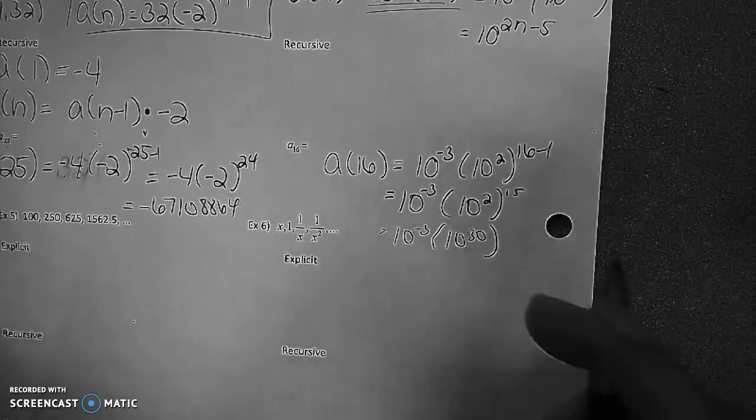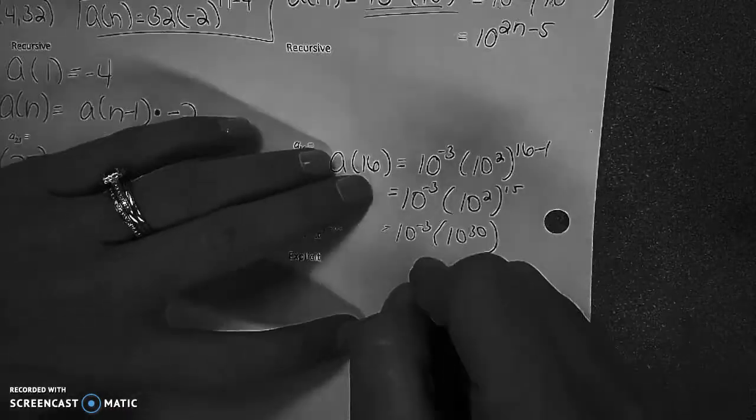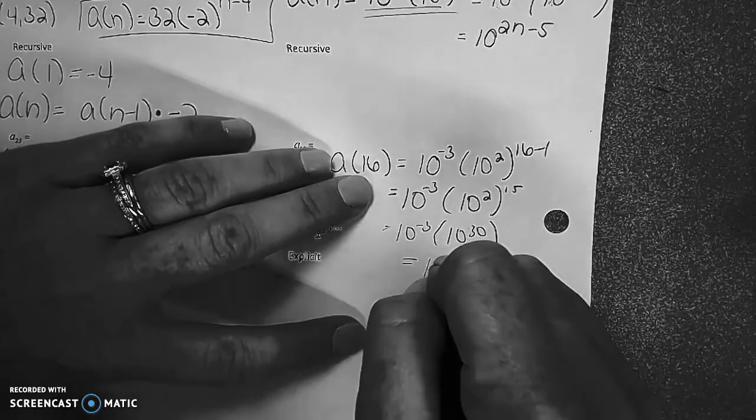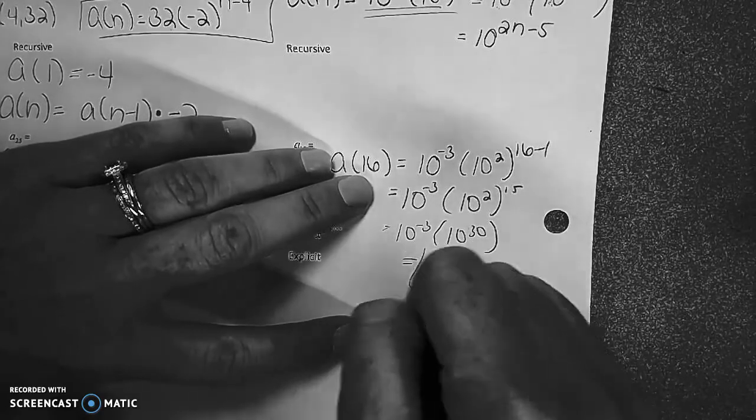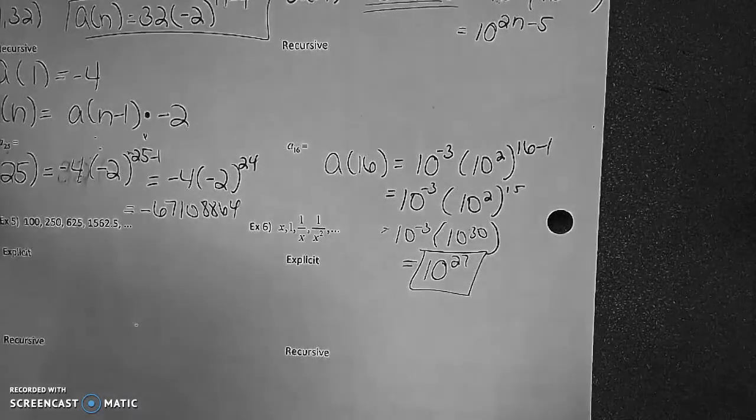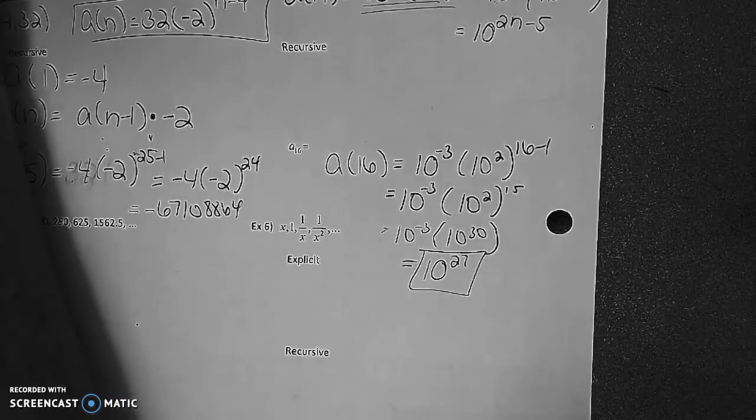I am multiplying like bases, which means I add my exponents. So when I add those exponents, I get 10 to the 27th. And I am not going to type that in my calculator. That's going to be a huge number.